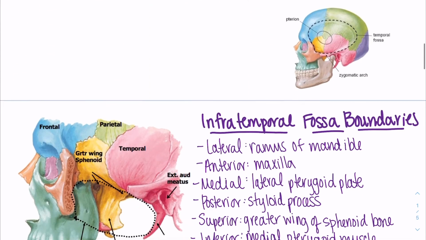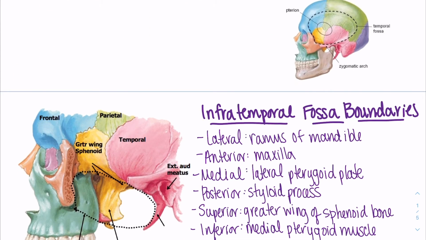Now we're moving on to the infratemporal fossa. We're going to look at the picture to the right to see it with the mandible and the lateral boundary here for the ramus of the mandible. Anteriorly, in the picture on the left, the mandible has been removed, and anteriorly you can see the maxilla is the boundary. Medially, you have the lateral pterygoid plate in yellow of the sphenoid bone. Posteriorly, in pink, you have the styloid process.